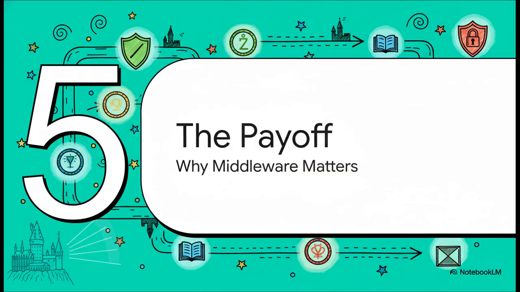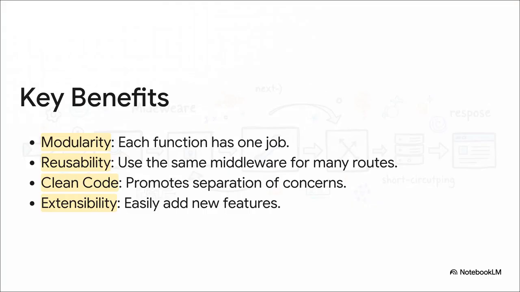Okay, so we've seen what middleware is and how it works. Let's just zoom out for a second and talk about the real payoff here. Why is this architectural pattern so important? It really boils down to these 4 things. Your code becomes more modular because each little middleware function does just one thing. It's super reusable. You can apply that same authentication checker to dozens of different routes. All of this leads to much cleaner code, and finally, it makes your entire application incredibly extensible.